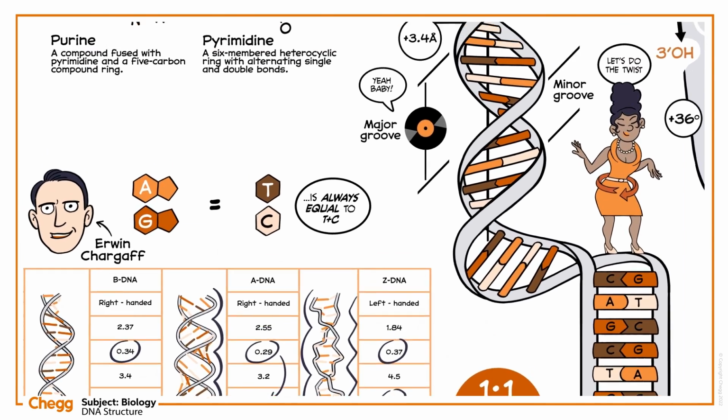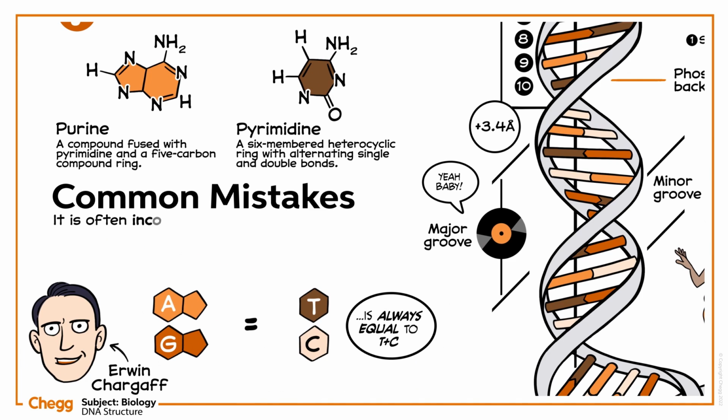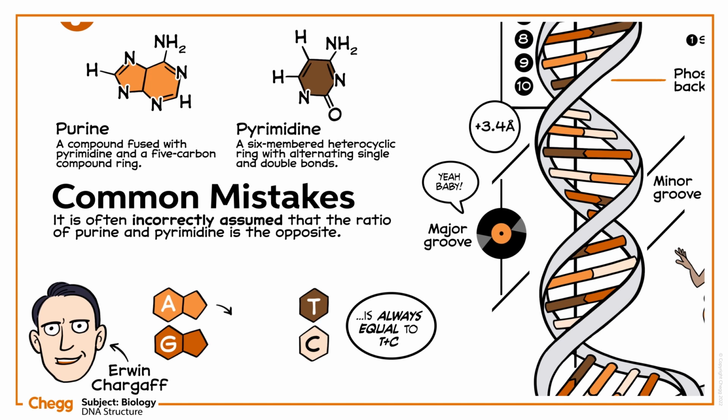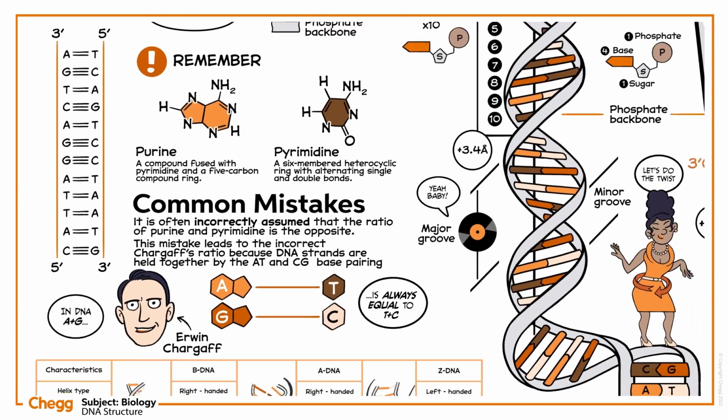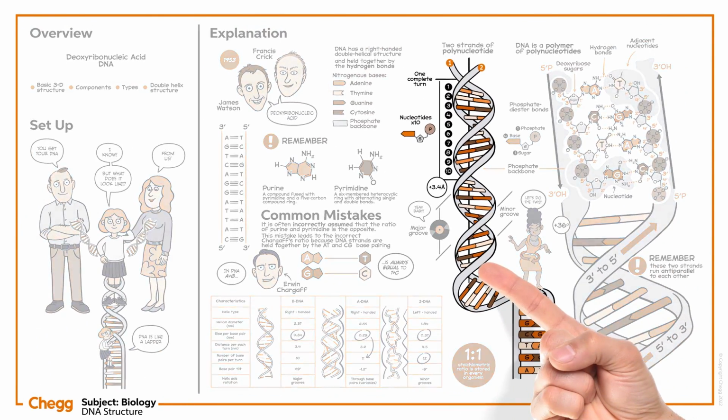The two DNA strands are held together by the AT and CG base pairing, which gives the double helical structure similar to a ladder. It is often incorrectly assumed that in Chargaff's rule, the ratio of purine and pyrimidine is the opposite. That is, adenine is paired with guanine and thymine is paired with cytosine. This mistake leads to the incorrect Chargaff's ratio because DNA strands are held together by the AT and CG base pairing.